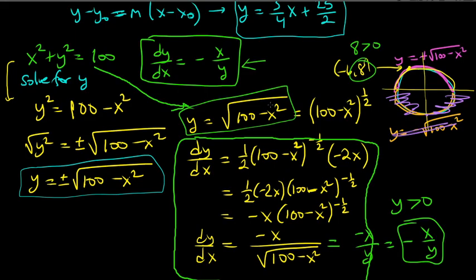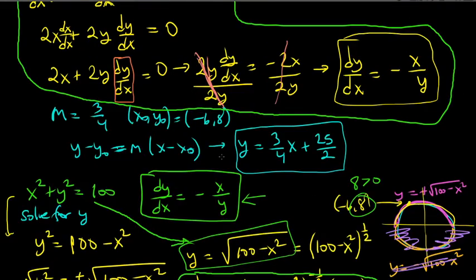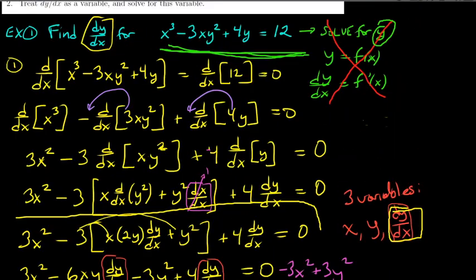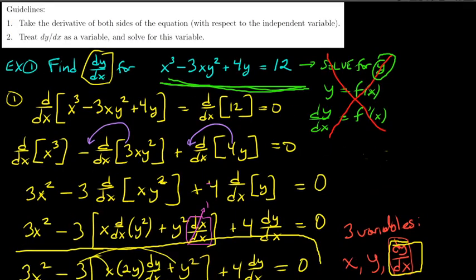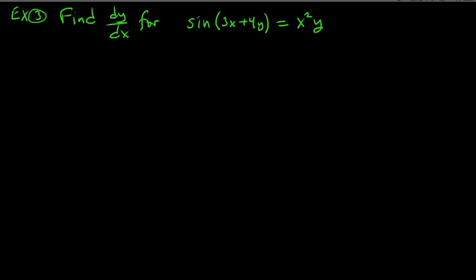Okay. All right, so let's do another one. We'll do this implicitly now. So I'll have to erase all this. Okay. So find the derivative of y with respect to x for sine of 3x plus 4y equals x squared y. Okay. So this is one I can promise you will not be able to solve for y.